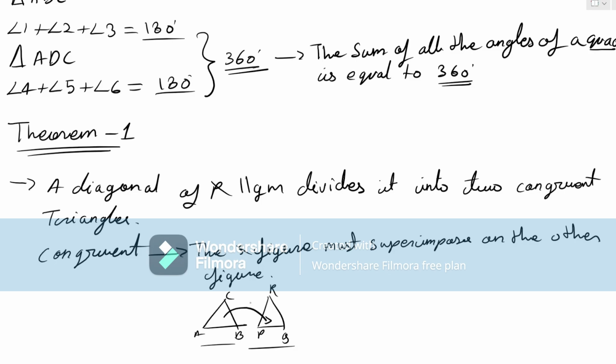Superimpose, the meaning of superimpose is when you keep one thing over the other. There is no space left. There is nothing like one triangle being bigger or smaller than the other. They are equal in length, size and shape. That is the meaning of superimpose. And congruency is also related to that only.